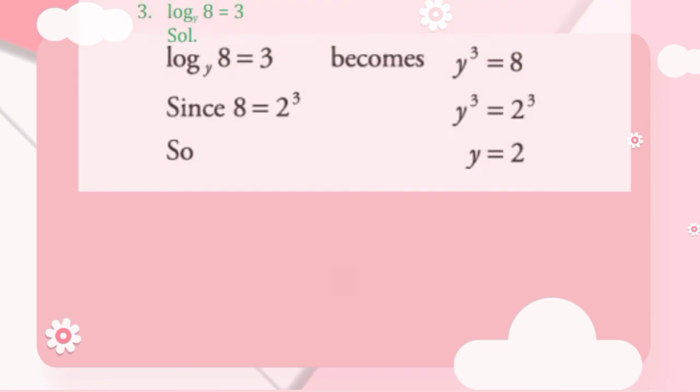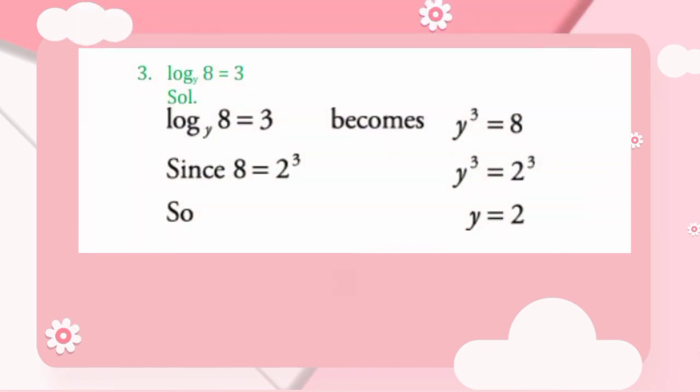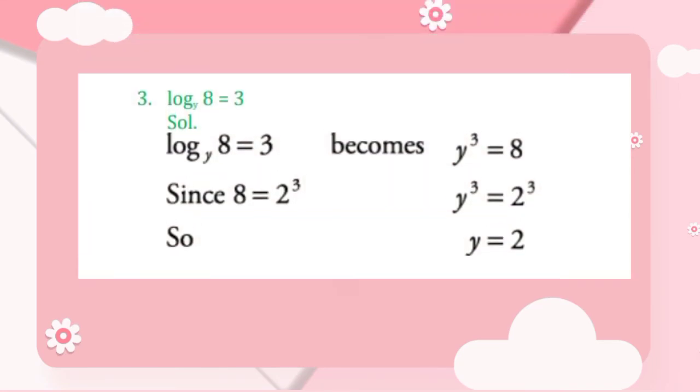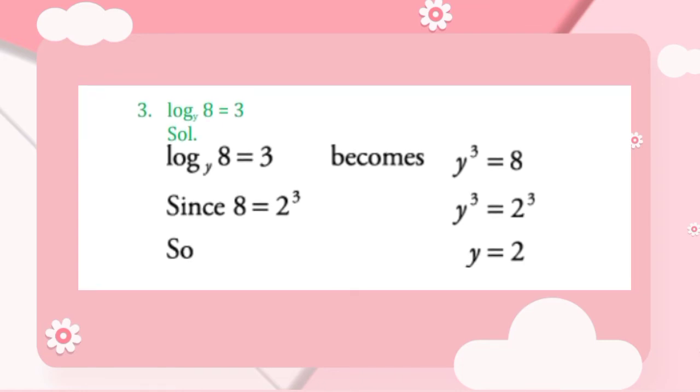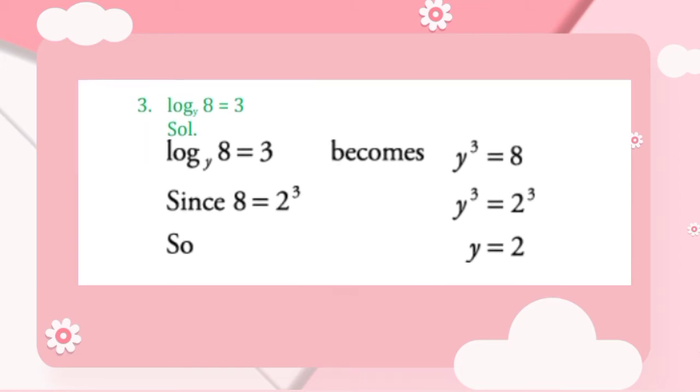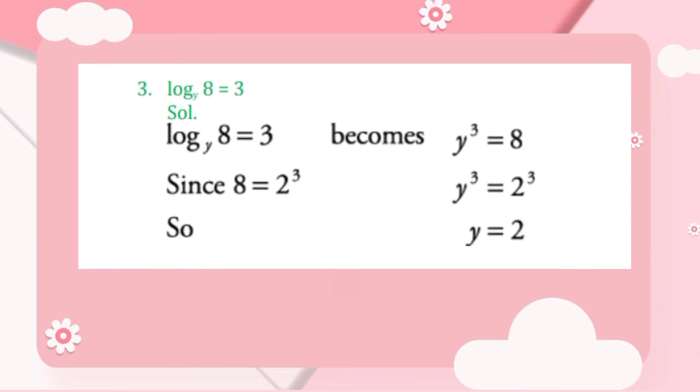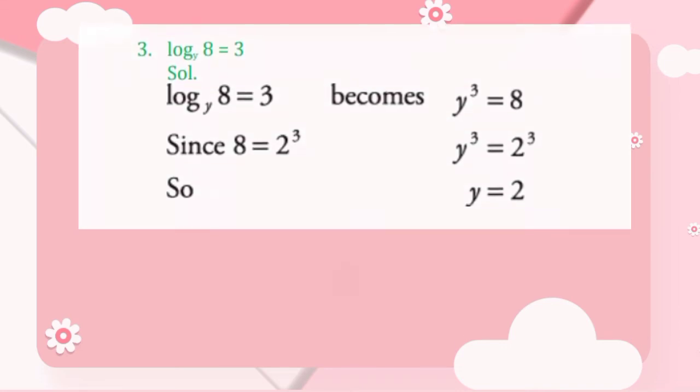Number 3. The logarithm of 8 to the base y equals 3. Solution: the logarithm of 8 to the base y equals 3 becomes y cubed equals 8. Since 8 equals 2 cubed, it becomes y cubed equals 2 cubed. So, y equals 2.